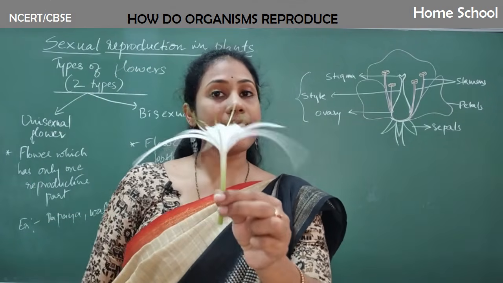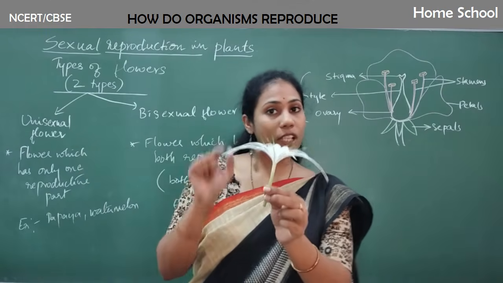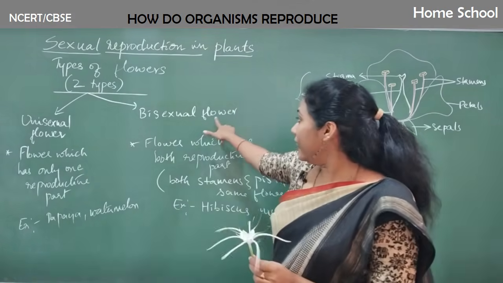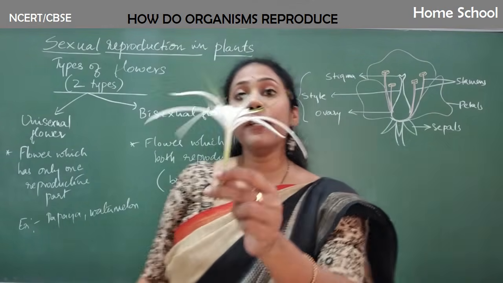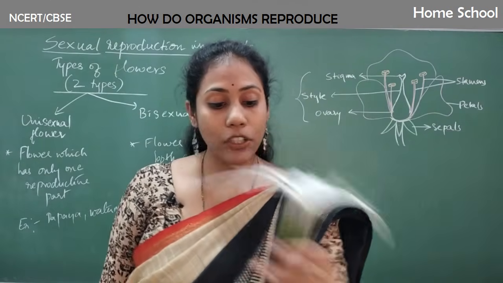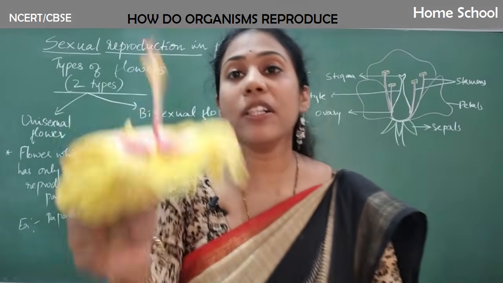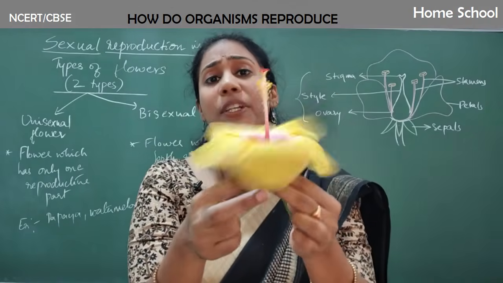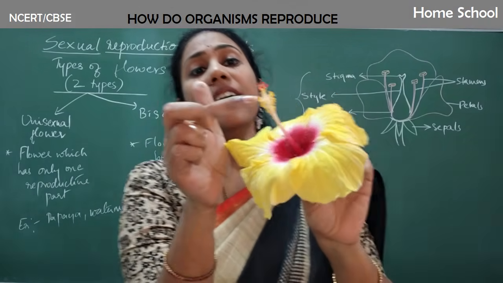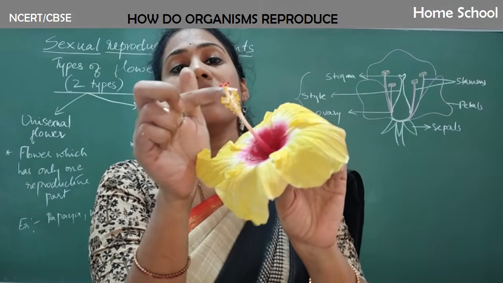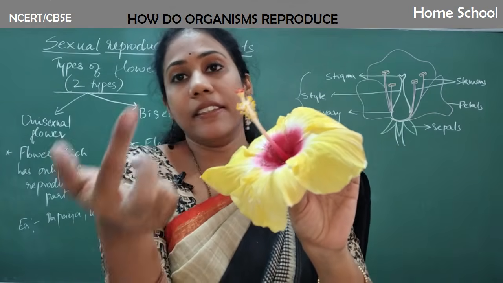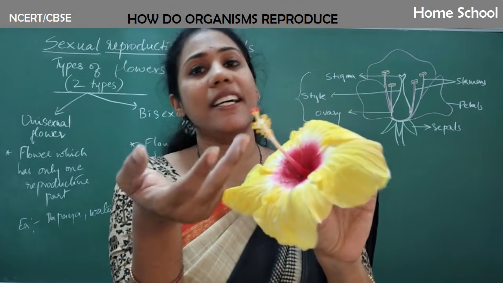So this is an example for unisexual or bisexual. Definitely this flower is an example for bisexual category, okay. And coming to one more colorful flower. So here also you can see the yellow color stuffs. These are actually anthers. Anthers are there in the sense, definitely they are stamens.